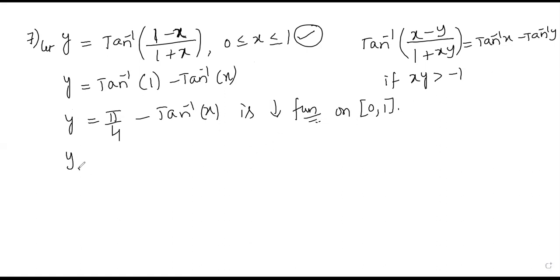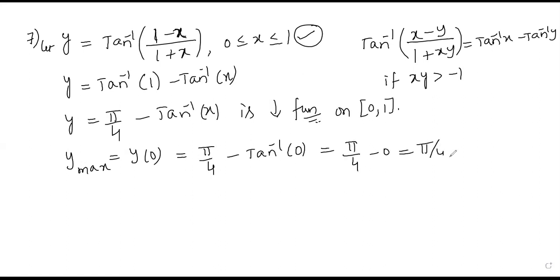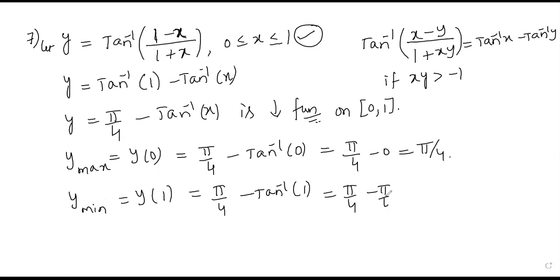Obviously you will get the maximum value of y at 0. If you put x value 0, tan inverse of 0 is 0, so you will get the maximum value of the function as pi by 4. And the minimum value of the function will come at 1: pi by 4 minus tan inverse 1, so pi by 4 minus pi by 4, which is 0. So the minimum value is 0, maximum value is pi by 4. The smallest value is 0 and the largest value is pi by 4.